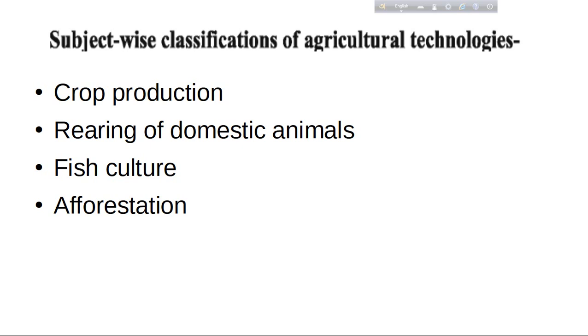Subject-wise classifications of agricultural technologies. Agricultural technologies can be classified into 4 types: crop production, rearing of domestic animals, fish culture, and afforestation. That means technologies can be used in these 4 subject areas. Some technologies are used for crop production, some for rearing of domestic animals, some for fish culture, and some for afforestation. So based on this subject area, agricultural technologies can be classified into 4 types.